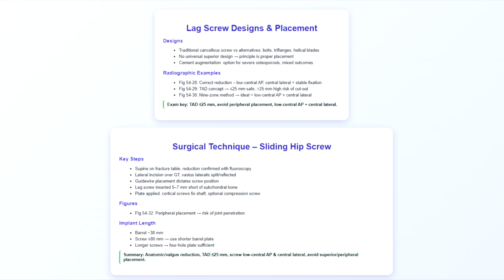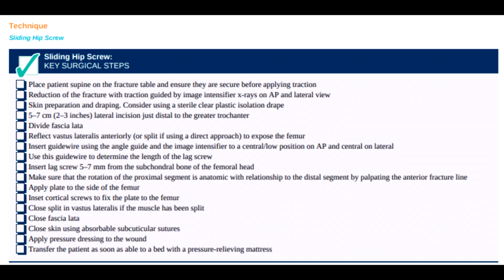Now let us discuss the surgical technique of inserting a sliding hip screw. The key surgical steps are summarized in the checklist. First, the patient is placed supine on the fracture table, and reduction is confirmed with fluoroscopy. A lateral incision is made over the greater trochanter, and the vastus lateralis is either split or reflected anteriorly. The guide wire is inserted under fluoroscopic control, and its position determines the final location of the lag screw.